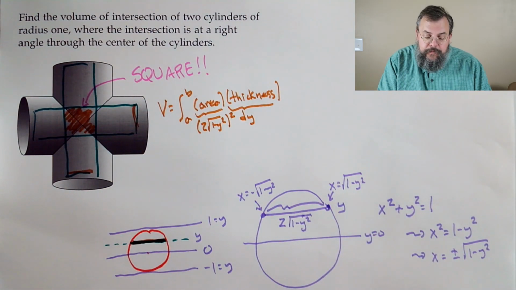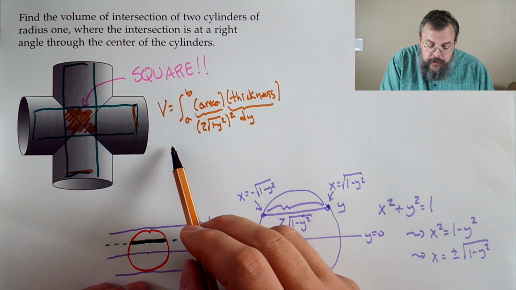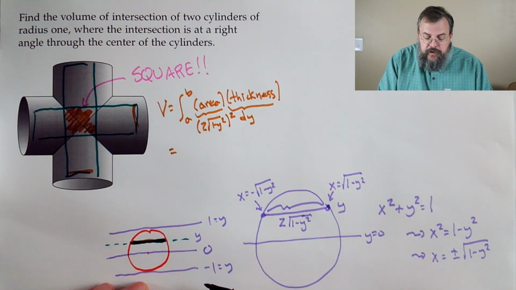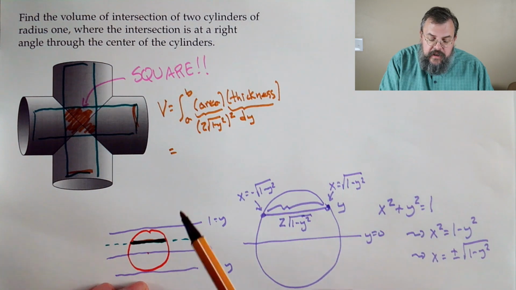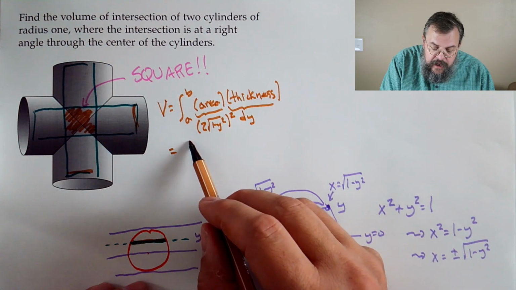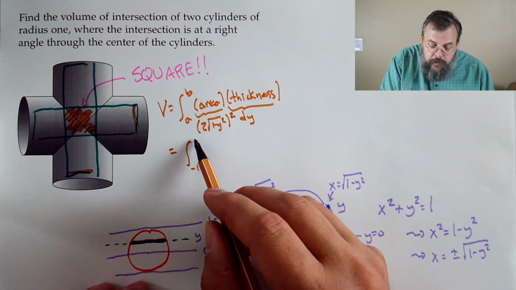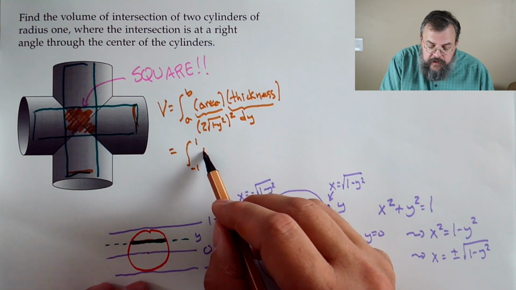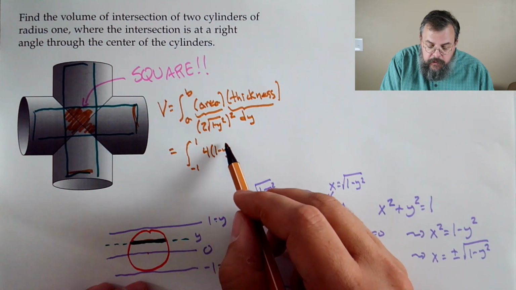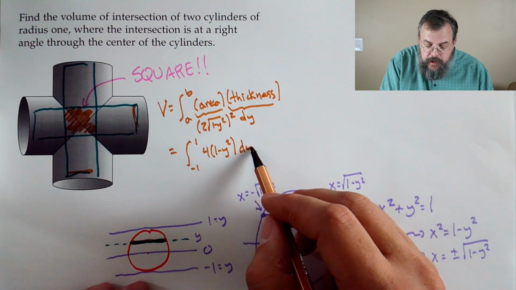Finally, our integral. What is that? Well, where do we start? Our y goes from -1 to +1. So there we go. Now, what can we do? Well, square that. So that's 4 times (1 minus y squared) dy.